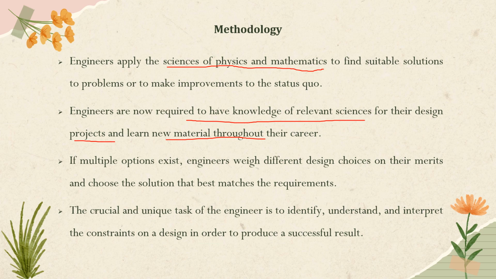Now, if for example multiple options exist, then engineers can weigh different design choices on their merits and choose the solution that best matches the requirement. And one of the crucial and unique tasks of the engineer is that he must identify, understand and interpret the constraints on the design, that is the challenges that are faced during the design of a particular product. Because if we do not know what the challenges are when you are using a particular device, we cannot make a device or a product a successful one. So the engineer must be aware of the constraints in the design.